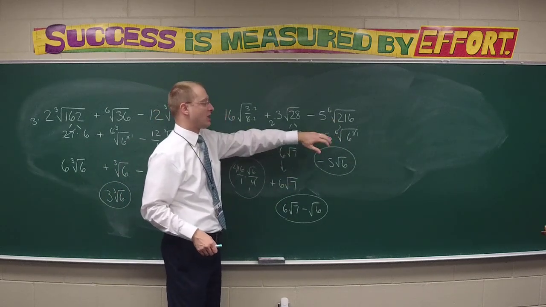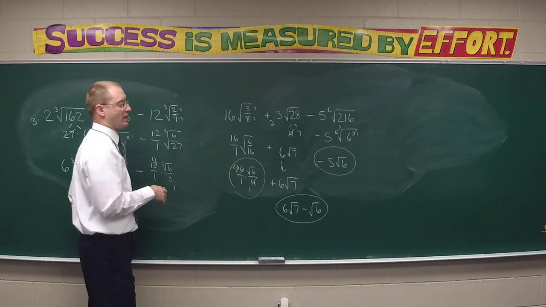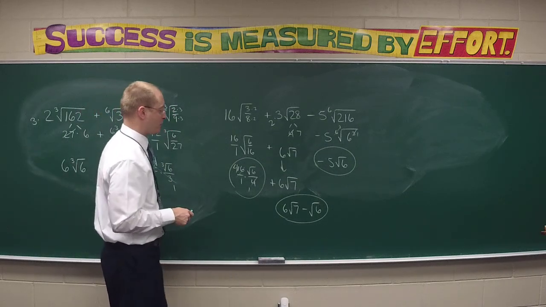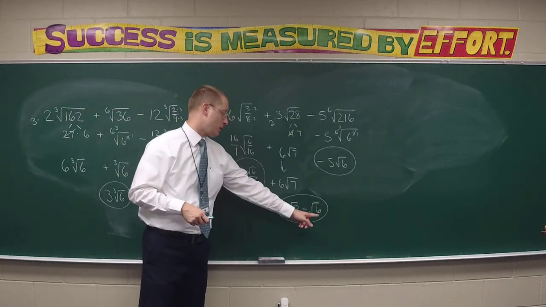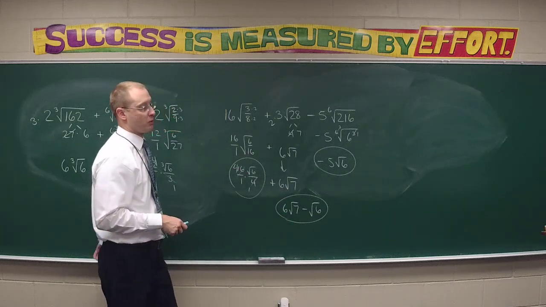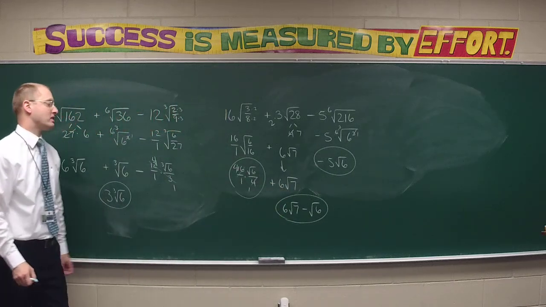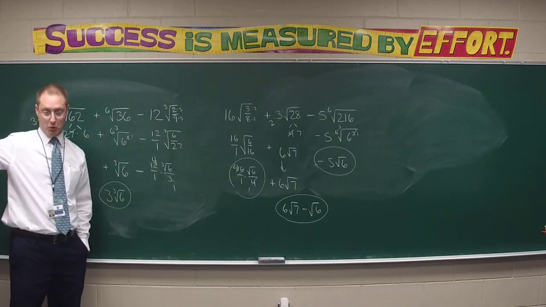Well, 216, again, that's 6 cubed. I can take the cube root of that evenly. So I end up getting negative 5 square root of 6. Combine here to get negative 1 square root of 6. And then just keep the 6 times the square root of 7, who has no friends. How many got that answer on the second one?